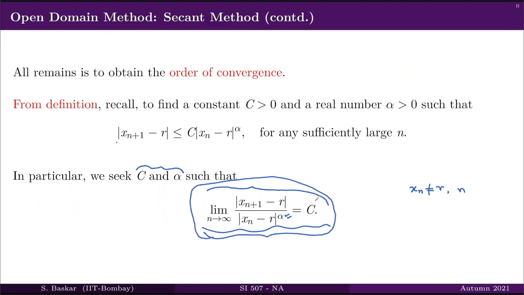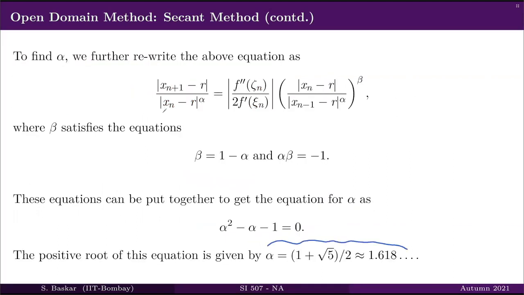In that process, we have to also get what this C is, because the definition says that we have to find a C and an alpha. Well, we have found alpha. We have to also find what this C is. Let us go and do that. That should not be very difficult.